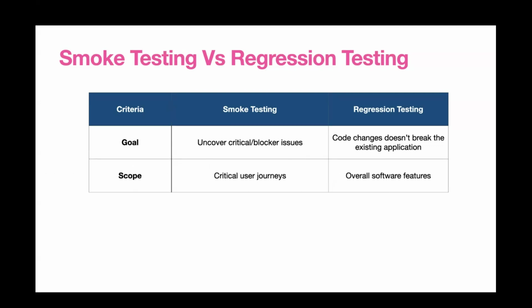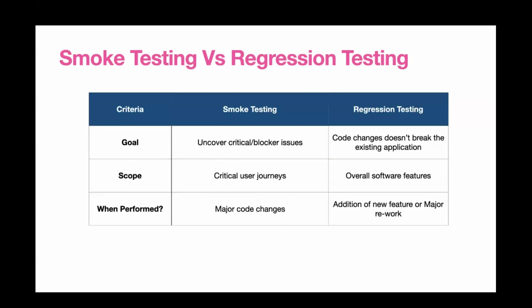Scope. Smoke testing verifies the stability of the software by testing critical user journeys of the software. Regression testing covers overall software features to verify if everything is working as expected. When performed: smoke testing should be performed after a new build is released after major code changes. Regression testing is performed after a new feature is added to the software or a major rework is done, or there are changes made to the code base which require overall features to be verified thoroughly before finally releasing it to the production.